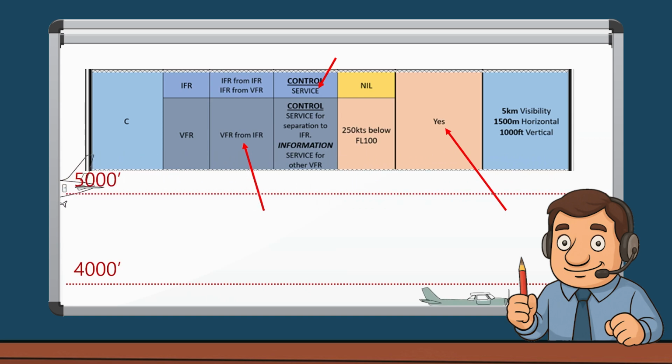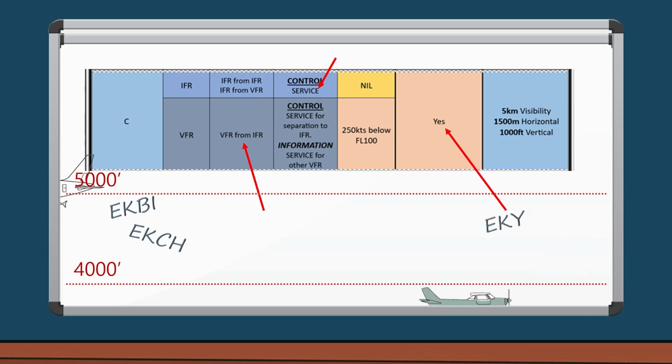On the practical side, Class Charlie is actually used less in Denmark than you would expect. It's really only used in the TMAs of Billund and Copenhagen, these are Class Charlie. All the rest of the TMAs like Aarhus, Aalborg, Karup, Skrydstrup, Rønne, they're actually Class Delta. So make sure you remember, a TMA is not equal to an airspace Class Charlie.